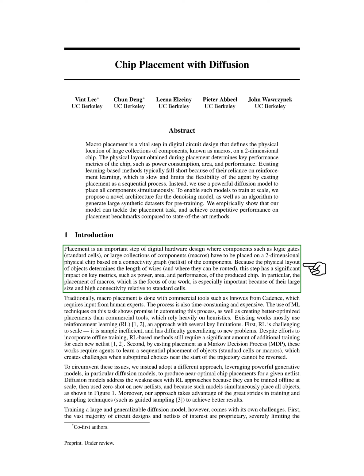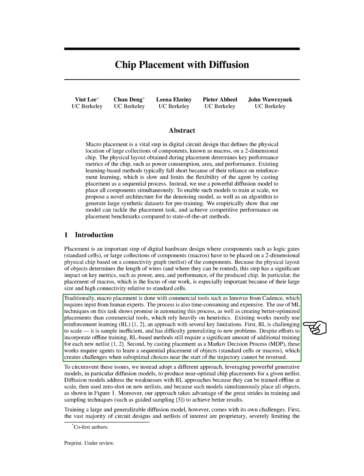Macro placement, which is our main focus, is particularly critical due to the size and connectivity of macros compared to standard cells. Traditionally, macro placement is done using tools like Innovus from Cadence, which rely on human input and are time-consuming and costly. Using machine learning (ML) techniques for this task shows potential in automating the process and generating better placements than commercial tools that heavily depend on rules.